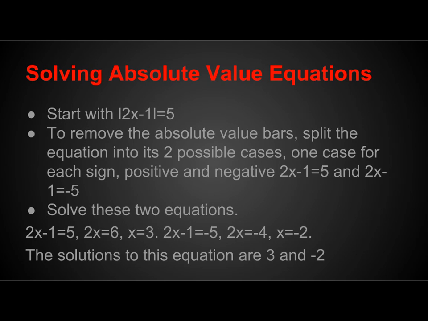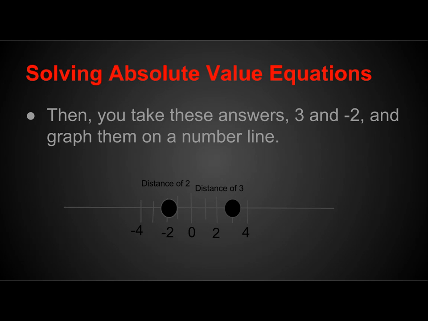So for solving without inequality, you just took a basic equation, the absolute value of 2x minus 1 equals 5. To remove the absolute value bars, you have to split the equation into two different ones, which would be 2x minus 1 equals 5 and 2x minus 1 equals negative 5. To solve these, it's algebra. You get x equals 3 and x equals negative 2. And you take the answers and graph them on the number line like this.